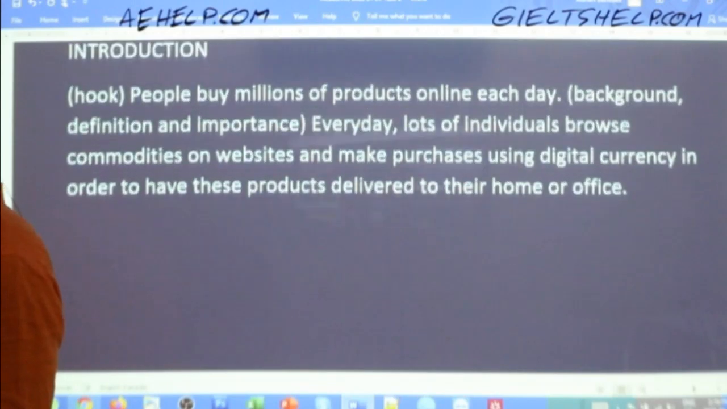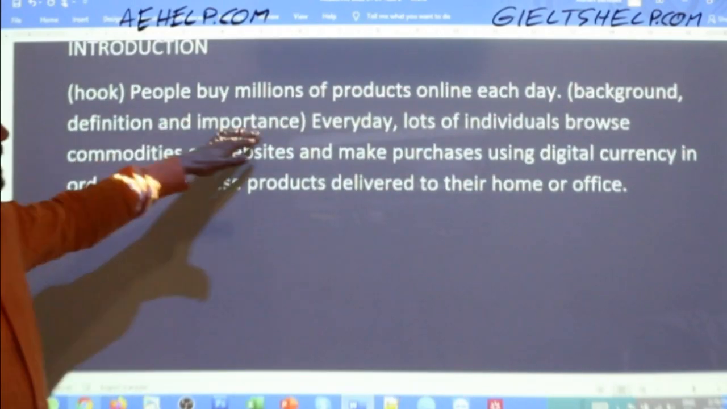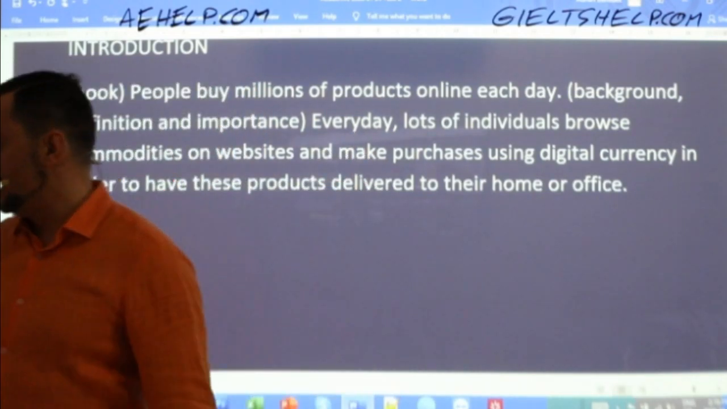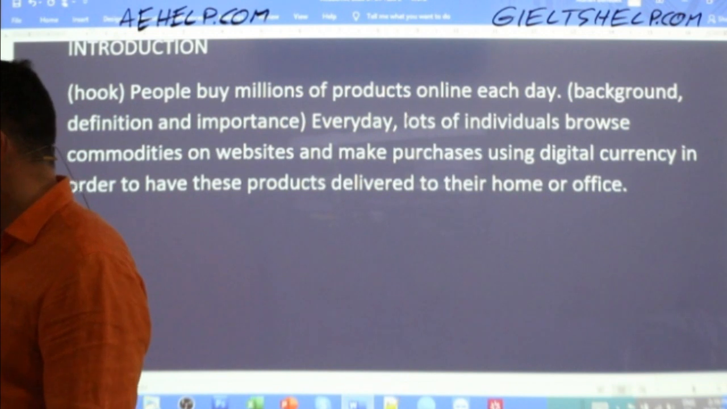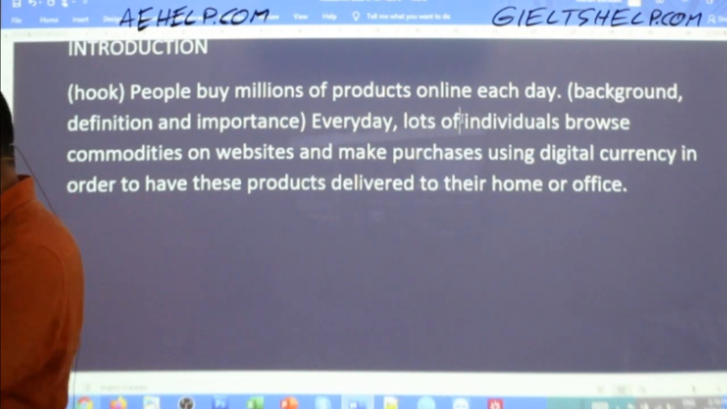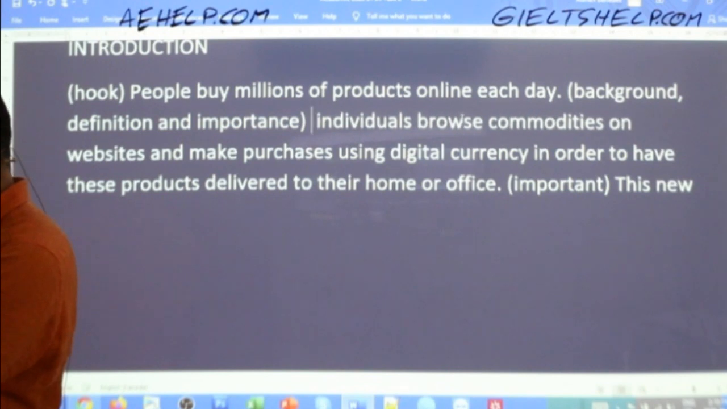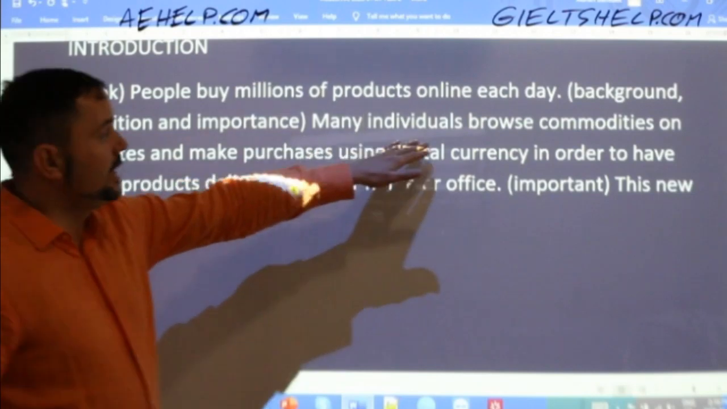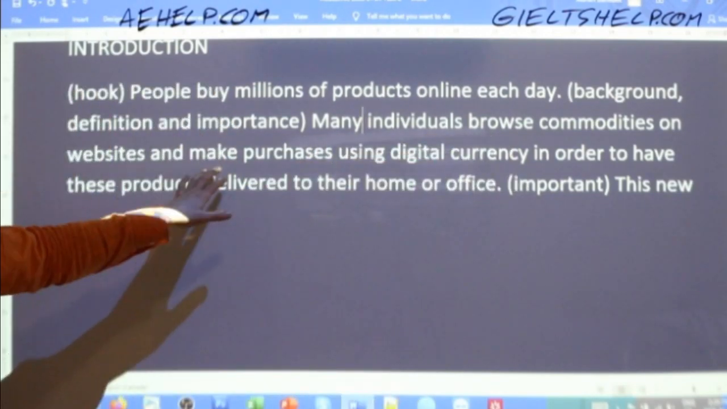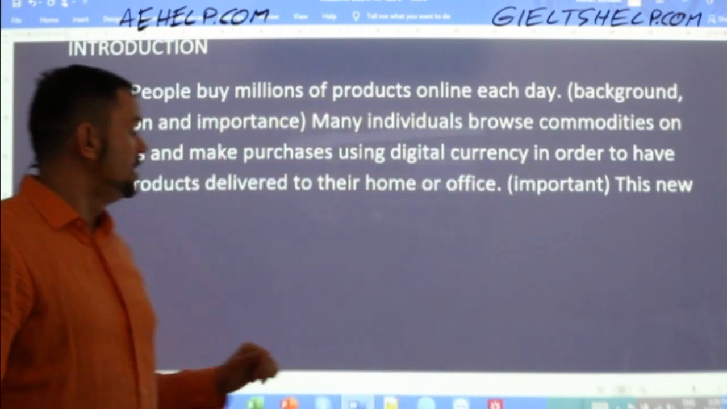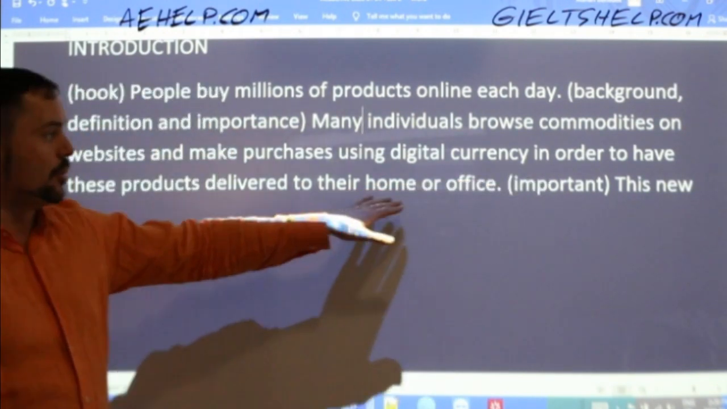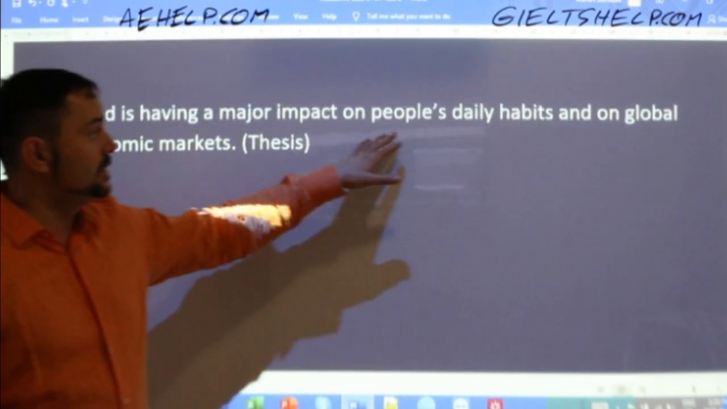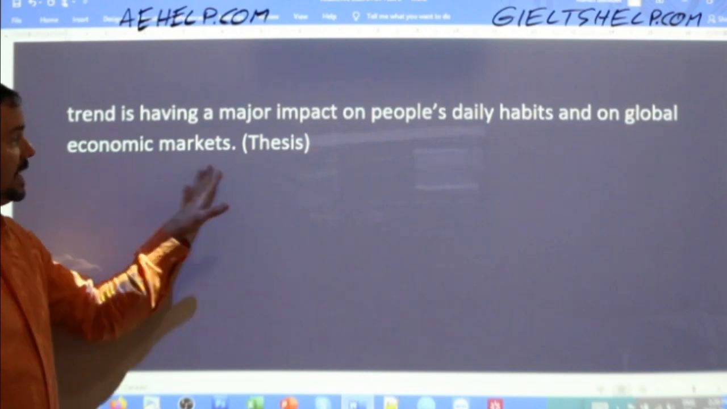Our introductory paragraph looks like this so far. People buy millions of products online each day. I'm going to take out every day because I have each day ending my last sentence. So I continue to revise and improve my introduction. Many individuals browse commodities on websites and make purchases using digital currency in order to have these products delivered to their home or office. This new trend is having a major impact on people's daily habits and on global economic markets.